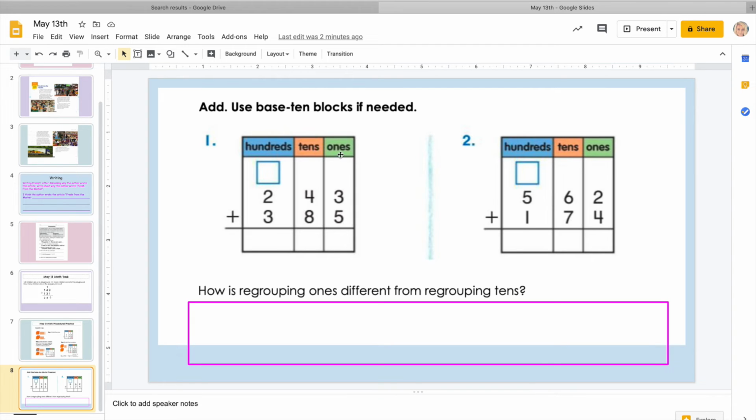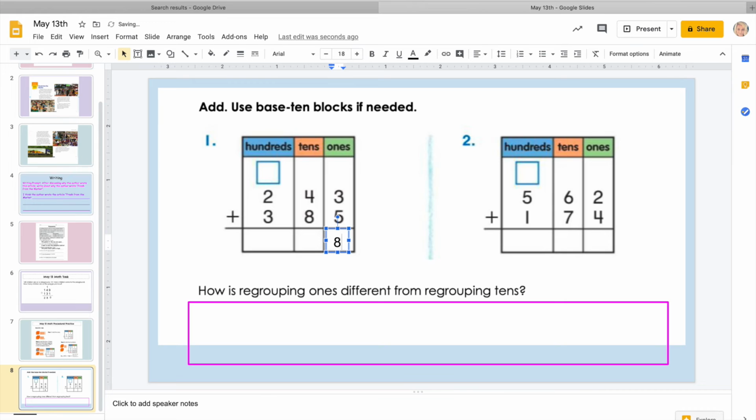The first step, we're always starting with the ones column. So here we have 3 plus 5, so 3 and 5 more is 8. That is less than 10, so we know we do not need to regroup, and we can go ahead and move on to step 2. Step 2, we're going to focus on the tens column, where we have 4 plus 8. 4 and 8 more is 12.